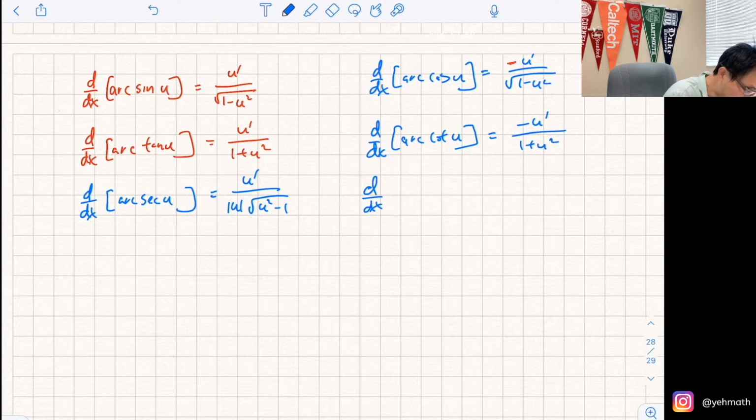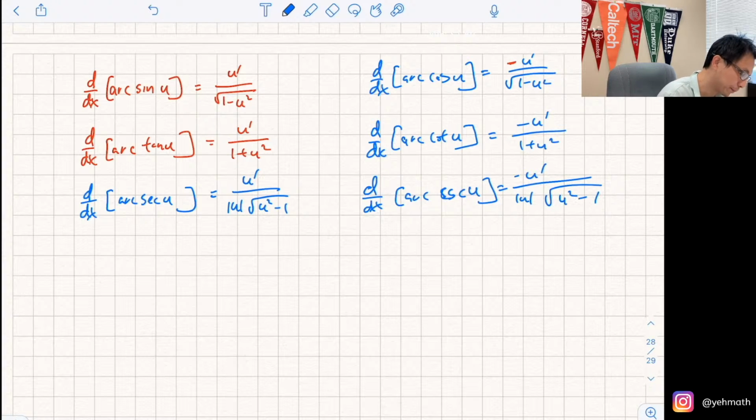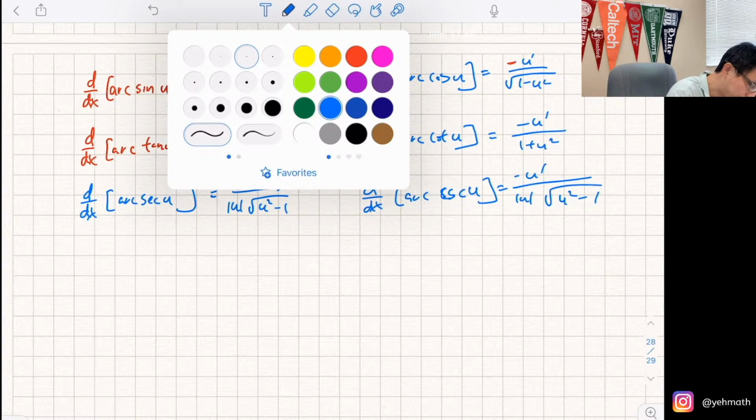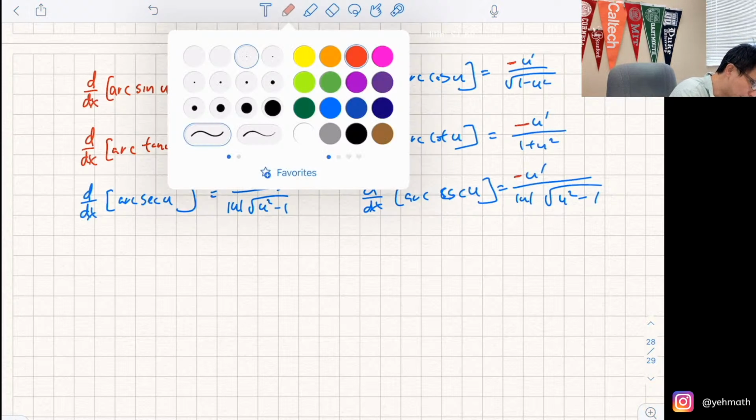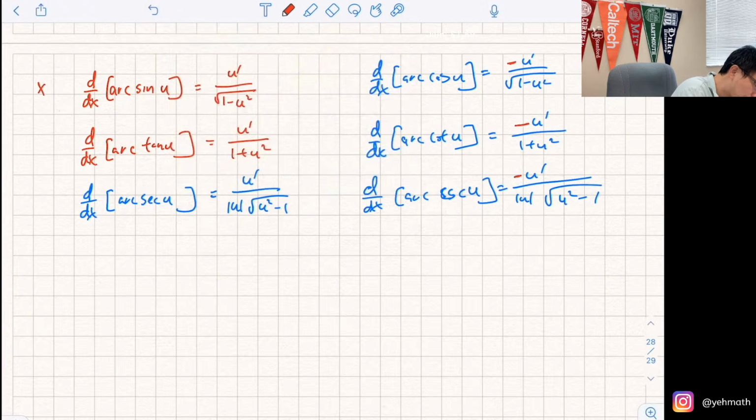And d/dx of arc cosecant of u is equal to negative u prime over absolute value u square root of u squared minus 1. Do you see that negative sign there? It's just a relationship. So you know the first 3, you know the last 3. But the problem is you don't need to know the third one. You only need to know this one here. I put 2 asterisks on this one, and this one I'm going to put 3 asterisks.